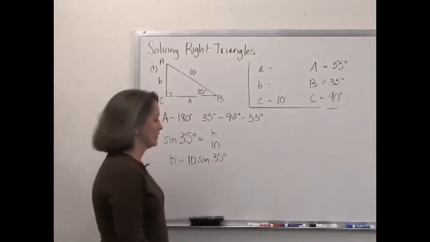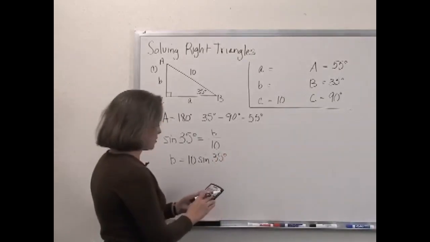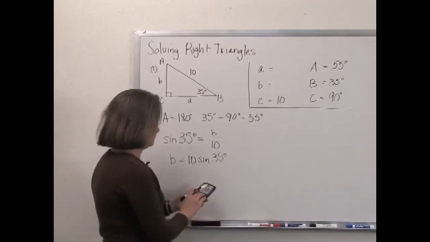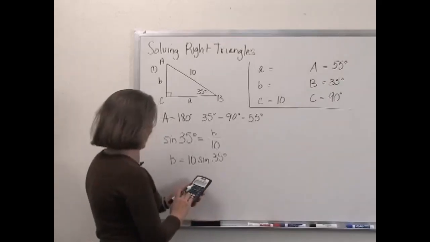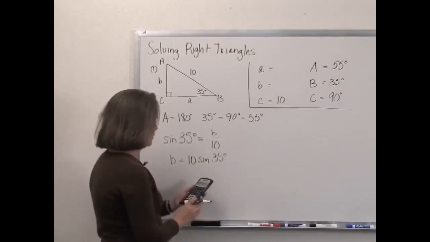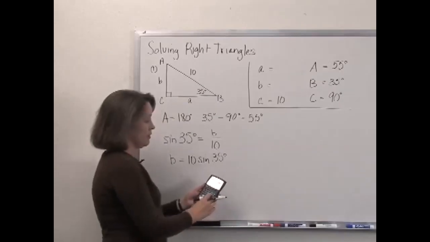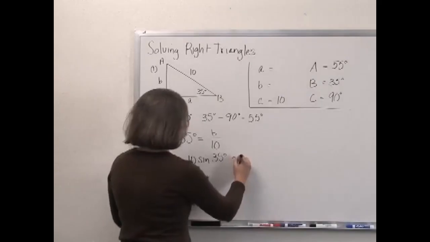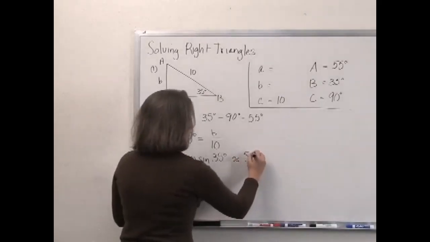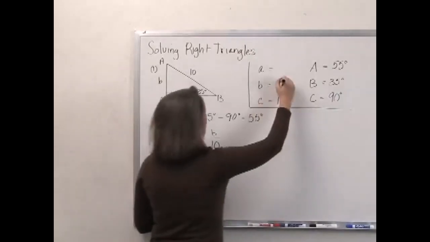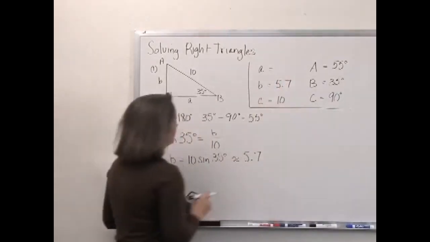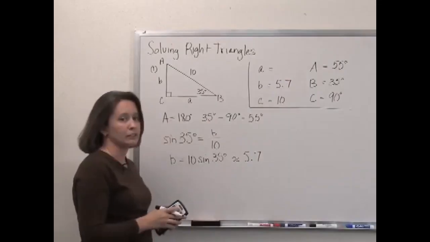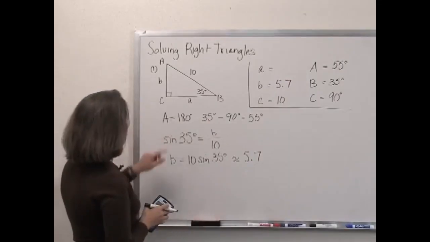So we need our calculator. Make sure it's in degree mode. And we want to multiply 10 times the sine of 35 degrees. That is 5.735. We're going to round to 1 decimal place, so this is approximately 5.7, and this is B. We have one more piece of information to find, and that is A.